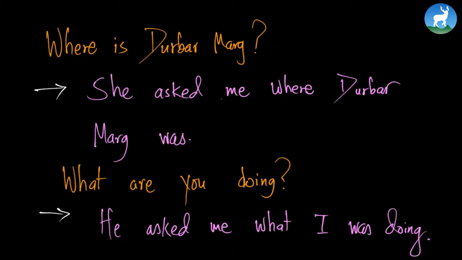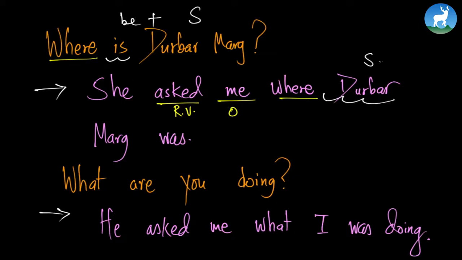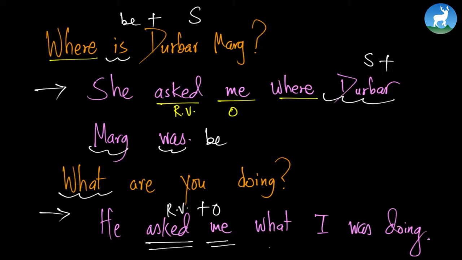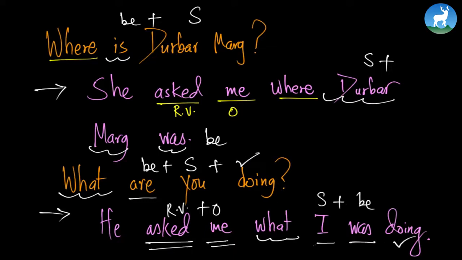Where is Darbar Marg? She asked, reporting verb, me, object. Where is not changed. Now, what is the structure? Once again, be plus subject. How is it changed? Subject plus be. Notice the tense is also changed. What are you doing? It is changed like this. He asked me, again a reporting verb followed by an object. What is not changed? Are. So what's the structure? Be plus subject plus something else plus the doing part. So we get subject plus be, and the tense is also changed.